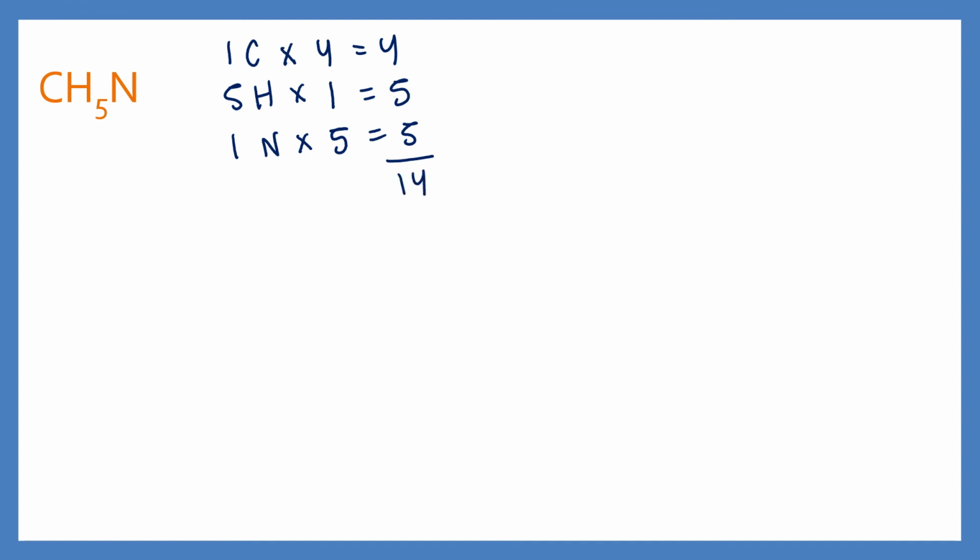Okay, welcome back. We have 1 carbon atom, and that's going to come with 4 valence electrons. We have 5 hydrogen atoms. That's going to come with 1 valence electron each, so that gives us 5. And then we have 1 nitrogen atom, which is going to come with 5 valence electrons of its own. This gives us a total of 14 valence electrons to use.